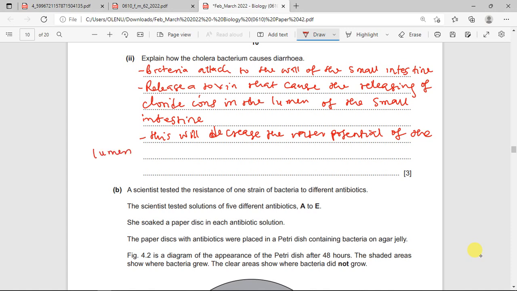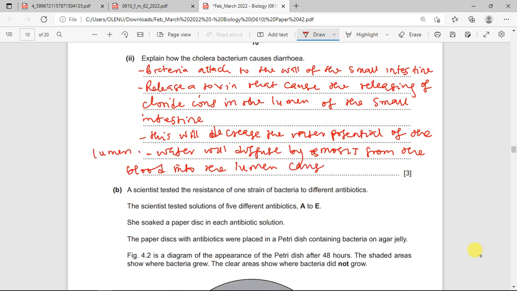And once there is a decrease in water potential, lastly, water will now diffuse by osmosis from the blood into the lumen, thereby causing watery feces. That's what causes diarrhea, which can be treated.